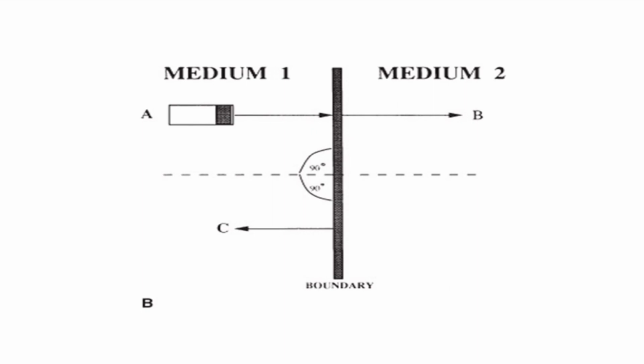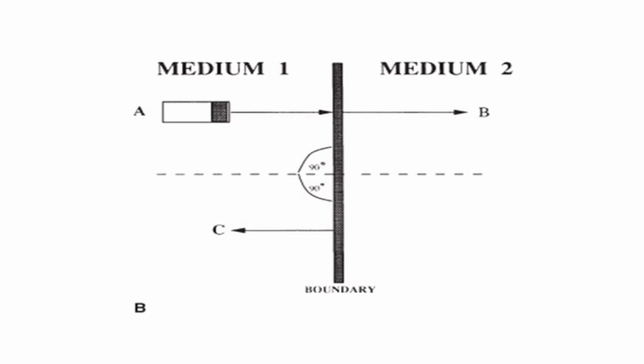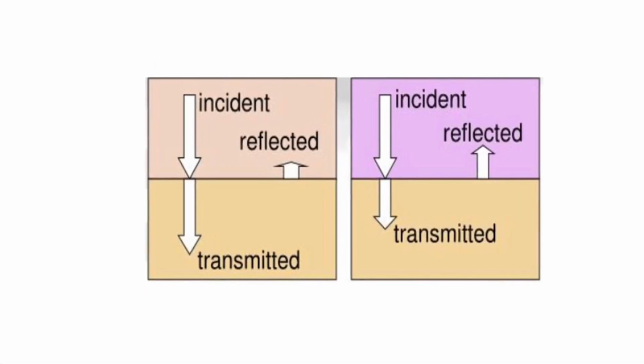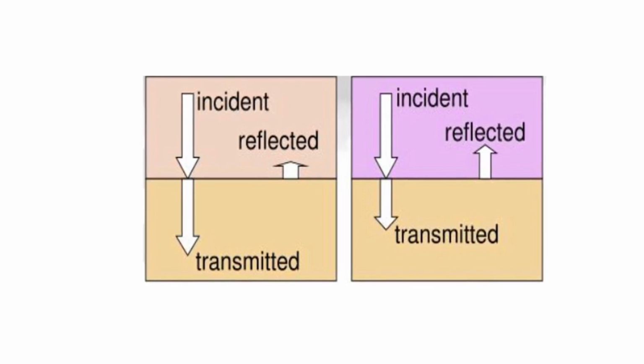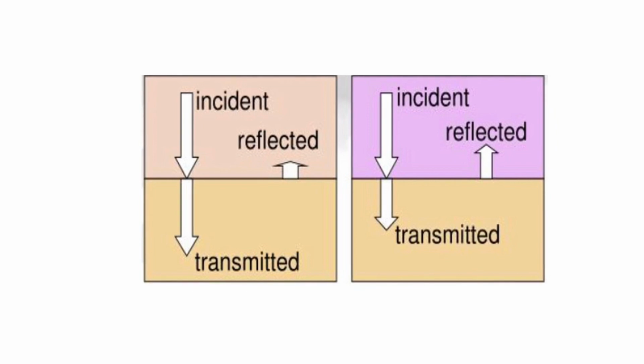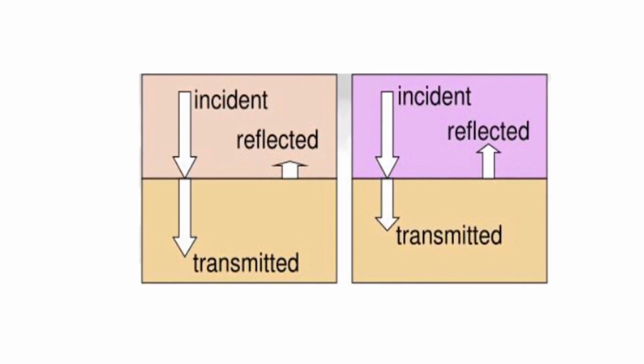For example, if the two media have the same impedance, then no reflection will take place. Instead, all of the sound is transmitted. Secondly, if the impedance of each media is slightly different, then a small reflection will take place. And finally, if the impedance of the two media are largely different, then a large reflection will take place.